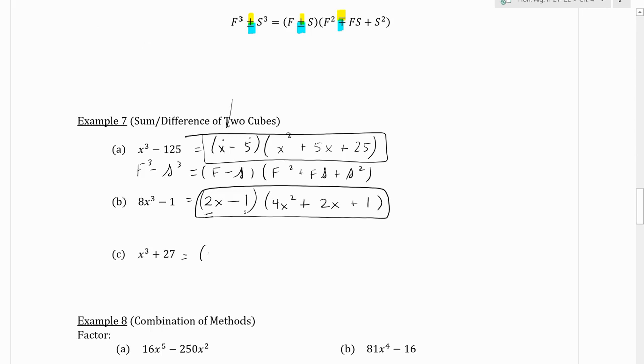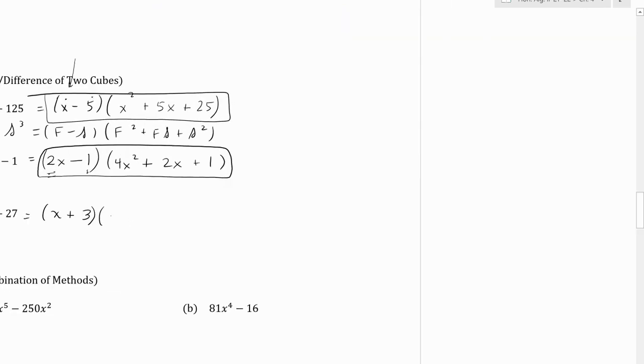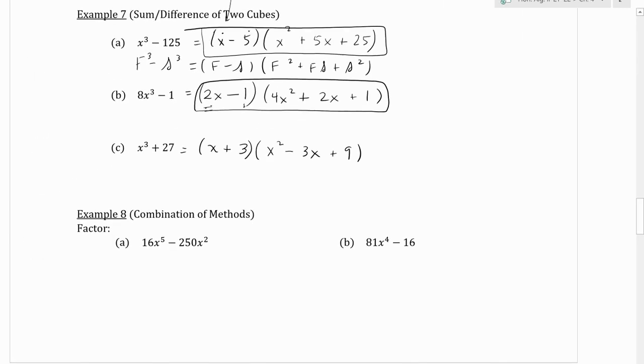Okay. What do you cube to get x cubed? X. They got a plus, you got a plus. What do you cube to get 27? 3. And you square the front one, change the sign, multiply the two together, add in the back one squared. I said square the back one a second ago, I meant square the front one.